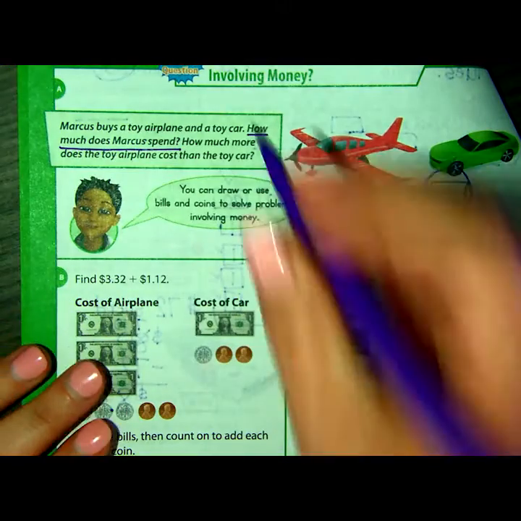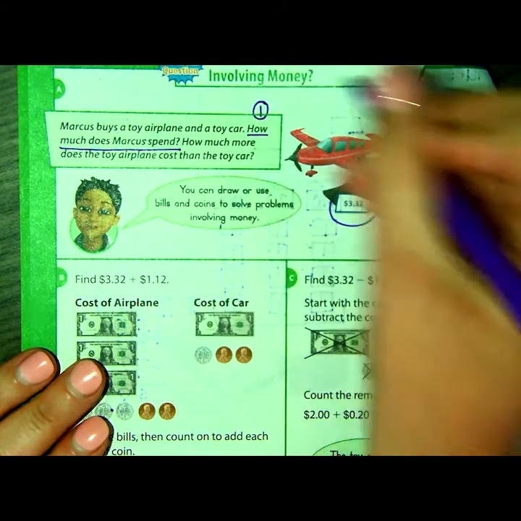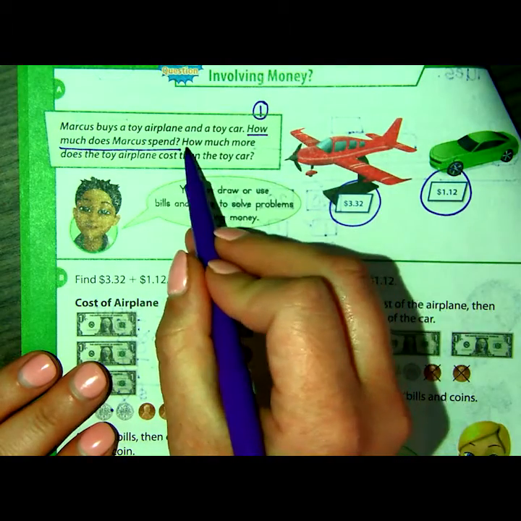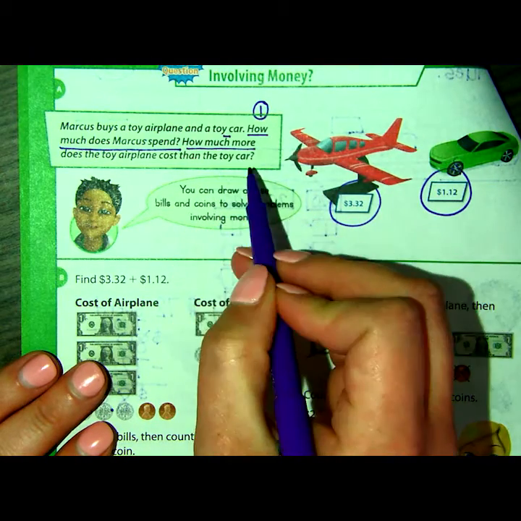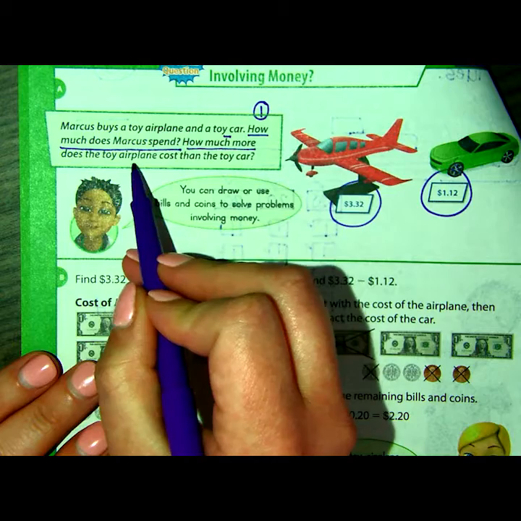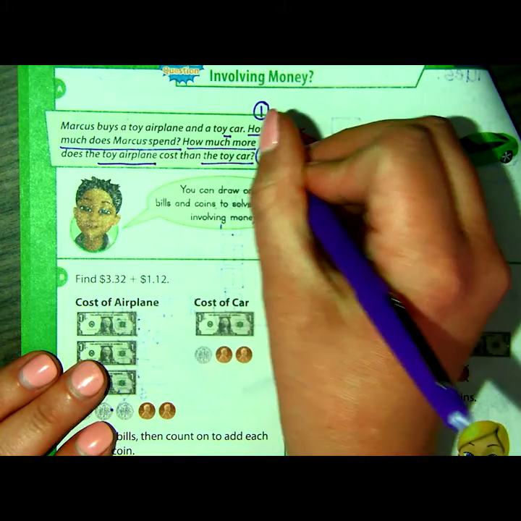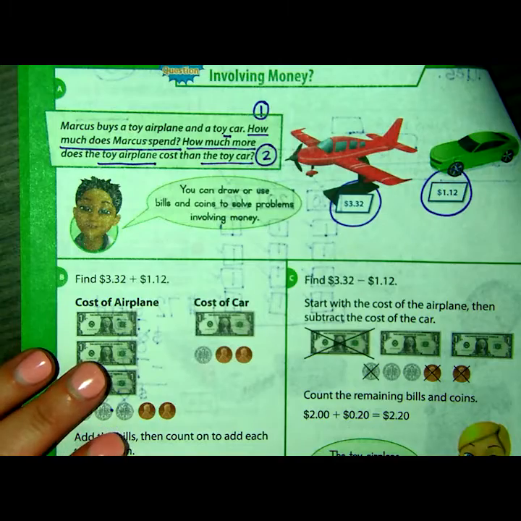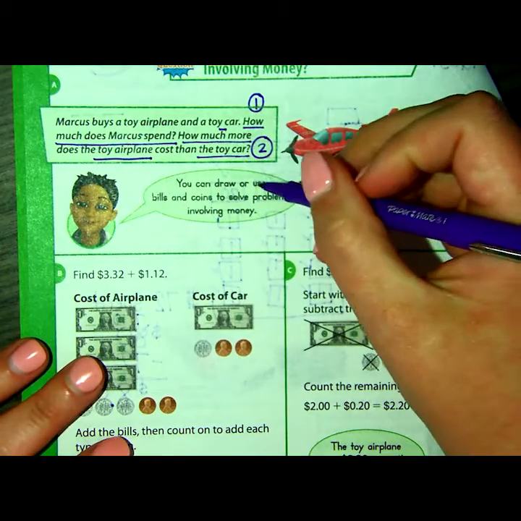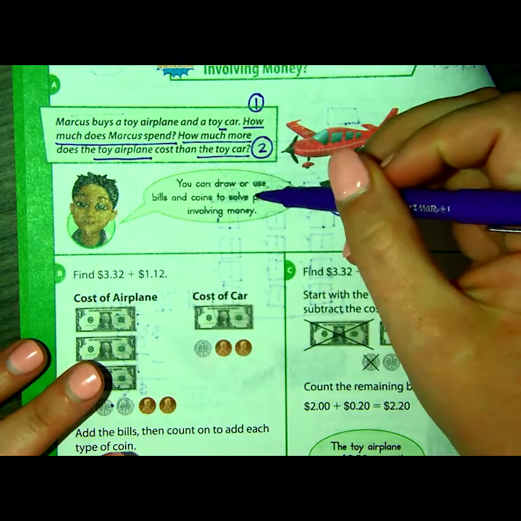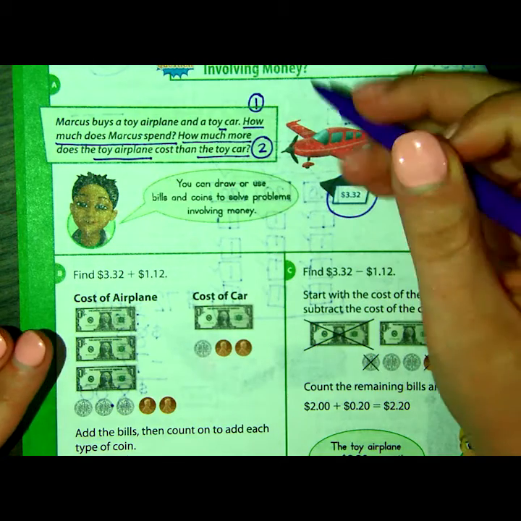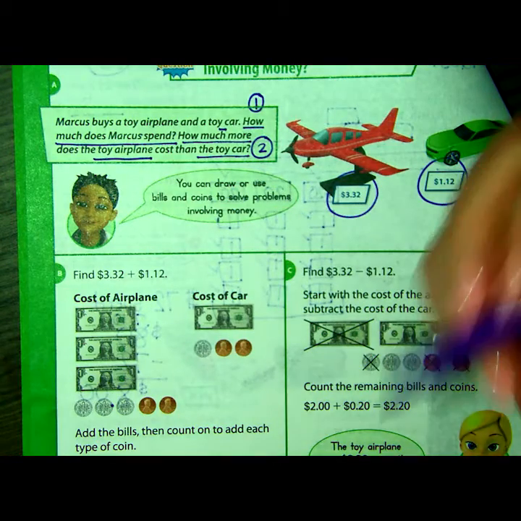That's like question number 1 right there. And then I see another question. How much more, ooh, that's subtraction, does the toy airplane cost than the toy car? So this is a 2-part question, isn't it? So we can draw, they've told us here, you can draw bills and coins to solve your problem, or maybe we could use place value.